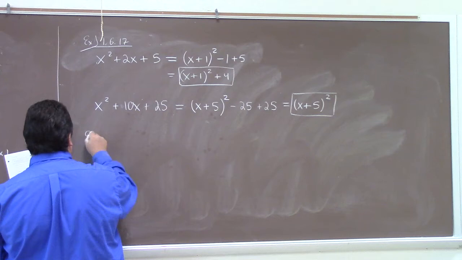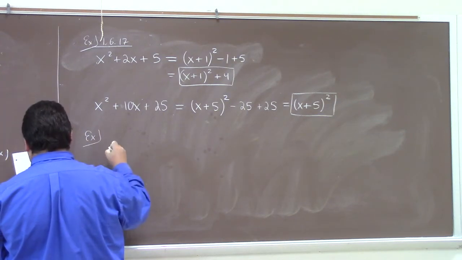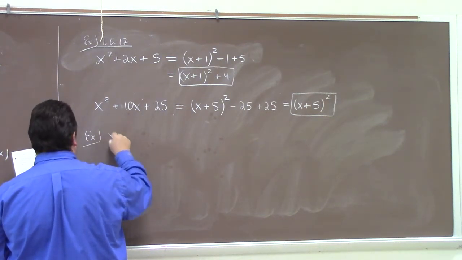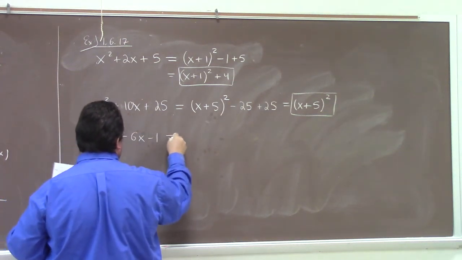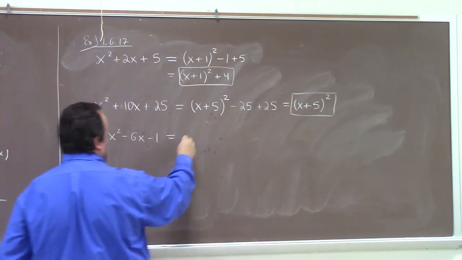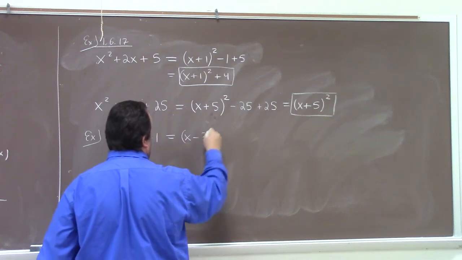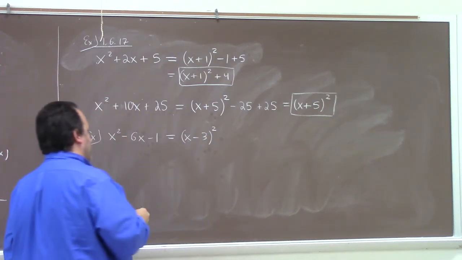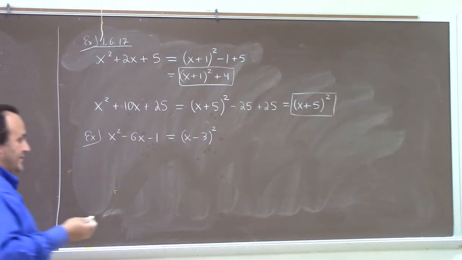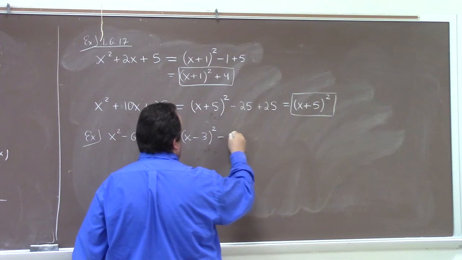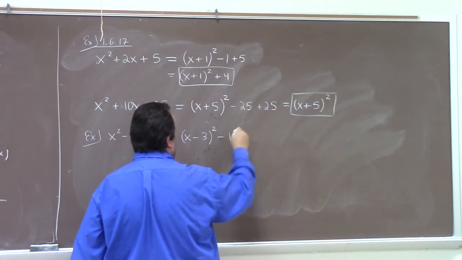I give this example as well. I have x squared minus 6x minus 1. So I complete the square. Now, when I do that, I have to do what? I've just added 9, because 3 squared is 9. So I have to subtract 9. So I get minus 10 here.